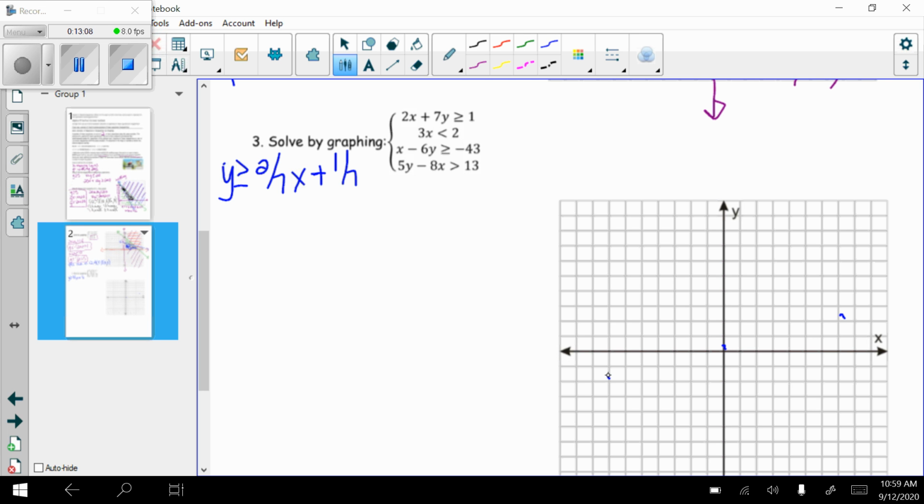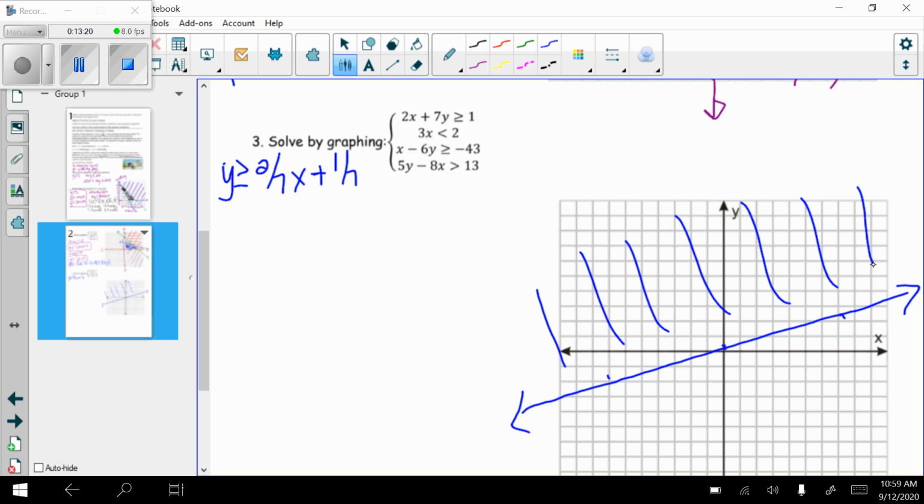This is a solid line, so there's my solid line. Everything above that line is getting shaded because it was y is greater than. So I know everything above.